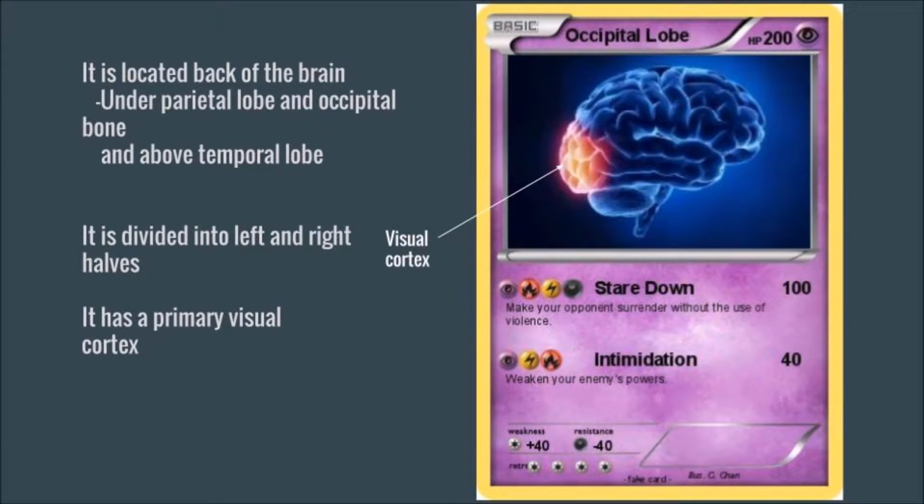The occipital lobe is located at the back of the brain, near the parietal lobe, temporal lobe, and cerebellum. It is protected by the occipital bone which surrounds the lobe. It is divided into left and right halves. It has a primary visual cortex.